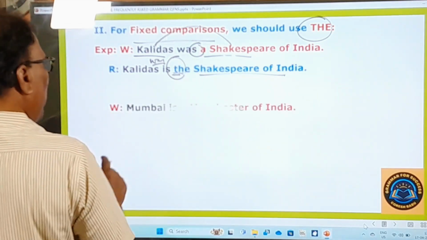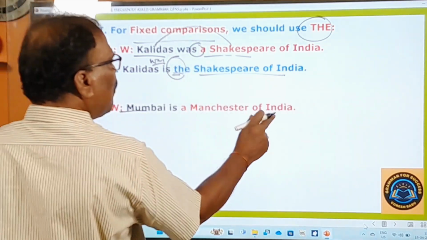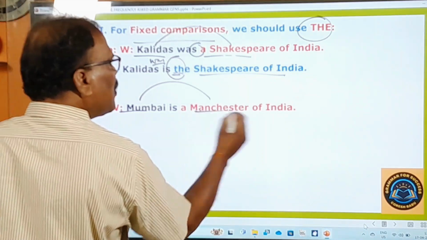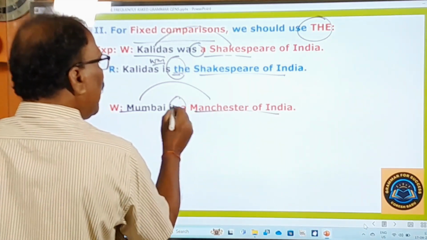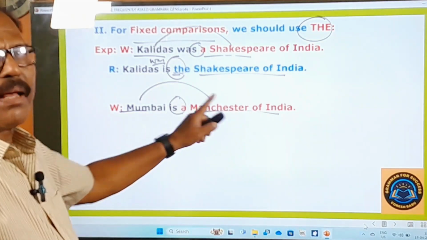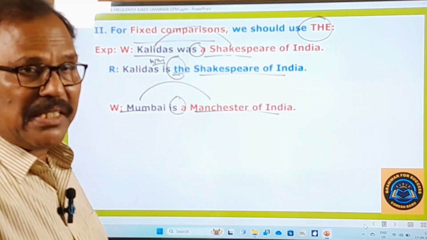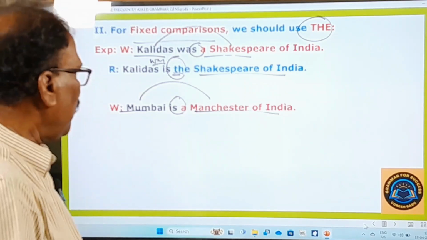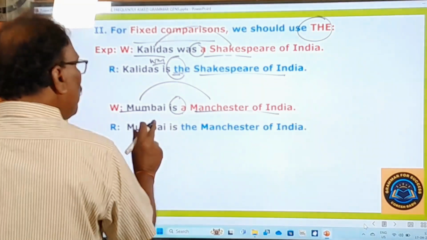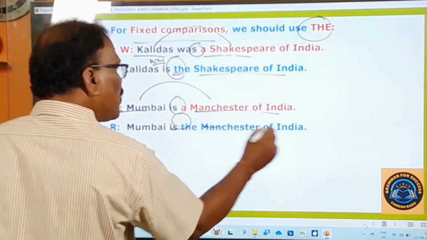And one more fixed comparison. Mumbai is a Manchester of India. Mumbai is well called the Manchester of India, but you are using a before that. This is not a general comparison. Only for a general comparison, you use a or an. For a fixed comparison, you have to use only the definite article. And here it must say, Mumbai is the Manchester of India.